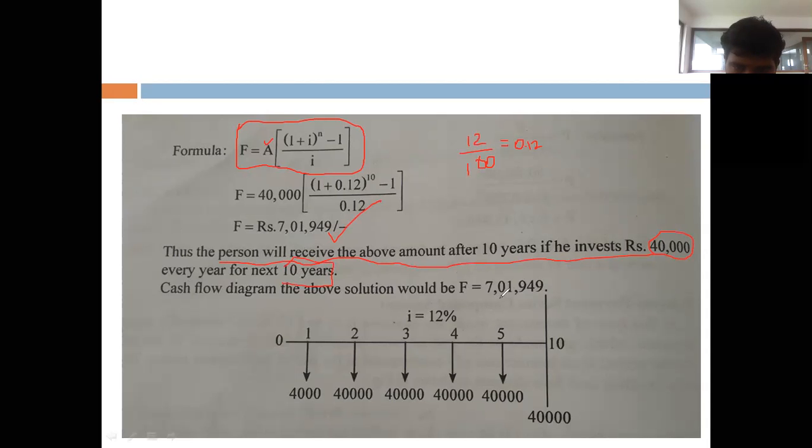So we'll be getting 7 lakhs 1,949. This CFD has to be shown in your problem solutions. You will be carrying more weightage.